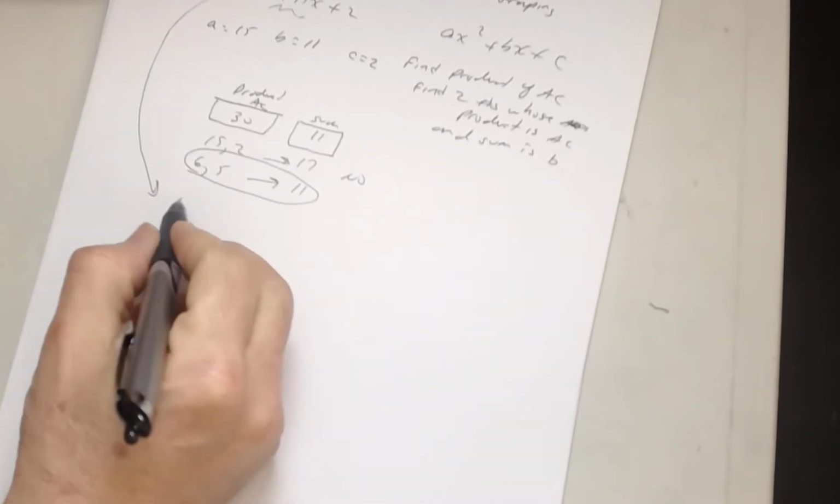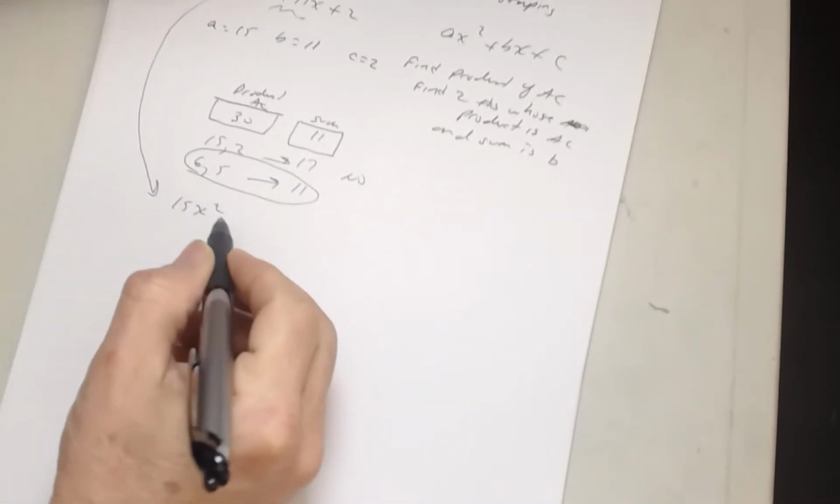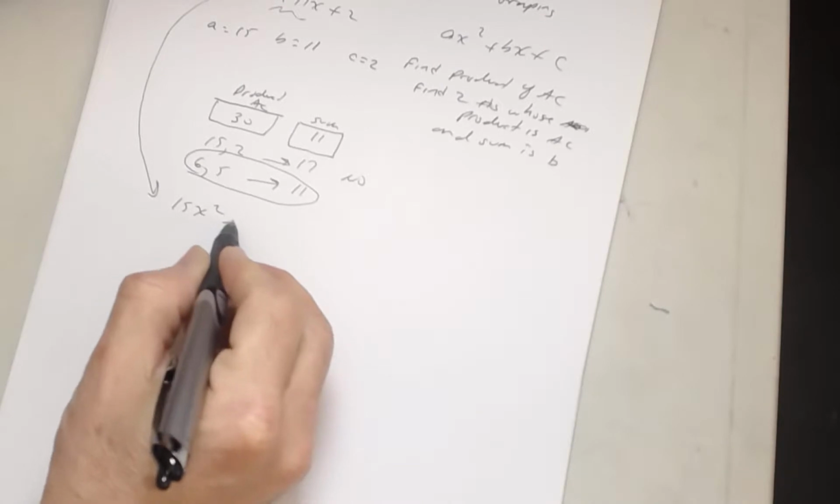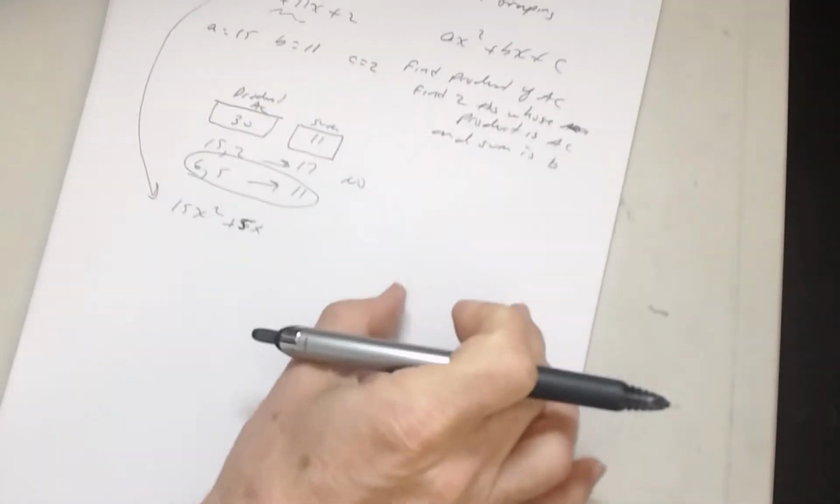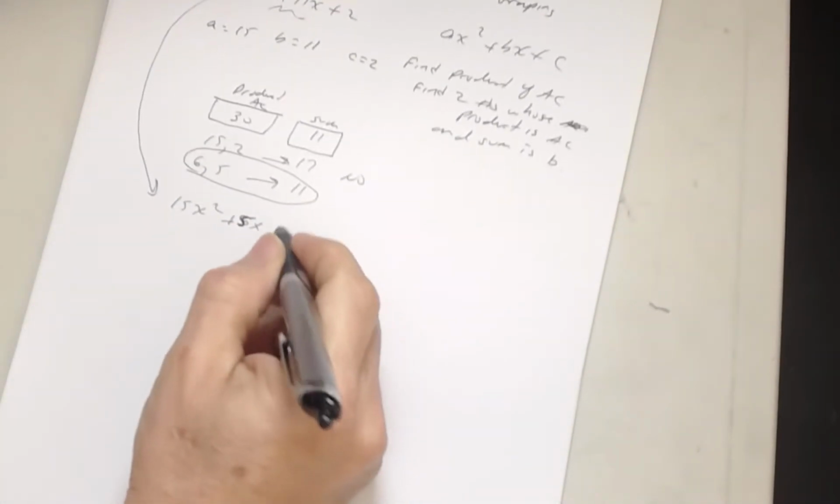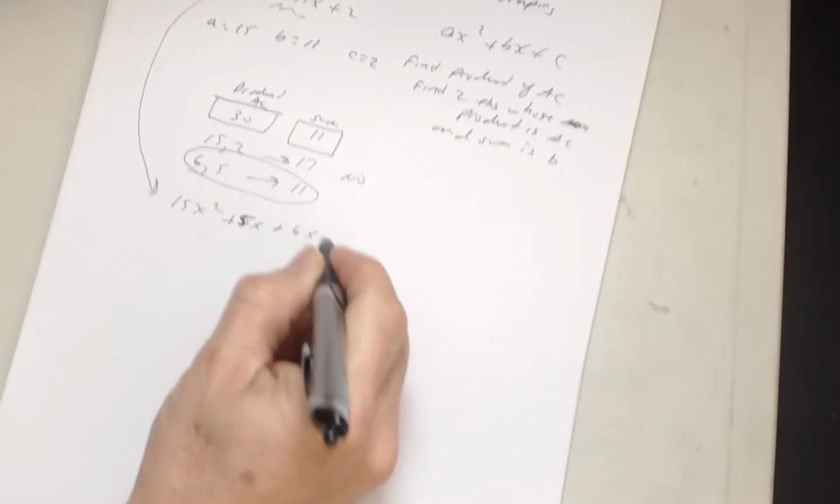So you're going to say 15x squared. Now you're going to rewrite 11x. Tell me how you're going to rewrite it. Plus 5x. You want to put 5 first? Okay, that's fine. Plus 5x. And I'll put 6x first over here just to show you what happens. Plus 5x plus what? 6x plus what? 2. All right. You see what to do. Not difficult. Fairly easy to do.